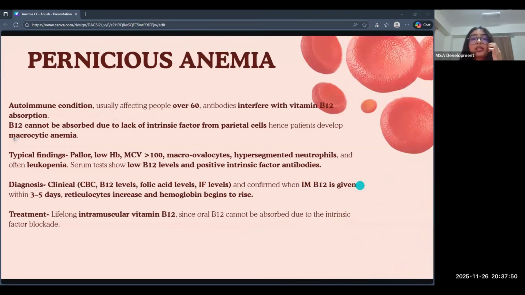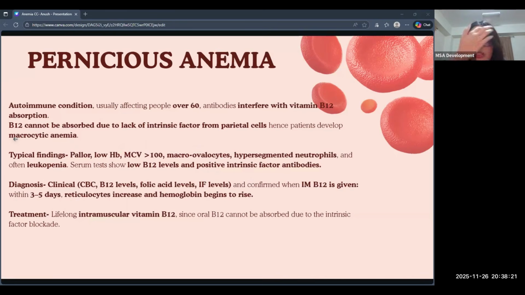Okay, now coming to pernicious anemia. We talked about that pernicious anemia is an autoimmune condition. We have antibodies that interfere with vitamin B12 absorption. Now, B12 can't be absorbed because there's a lack of intrinsic factor from the parietal cells. Why? Because there's destruction of parietal cells. So we'll find pallor, low HB, MCV greater than 100 because it's macrocytic, and hypersegmented neutrophils. We could also find leukopenia.